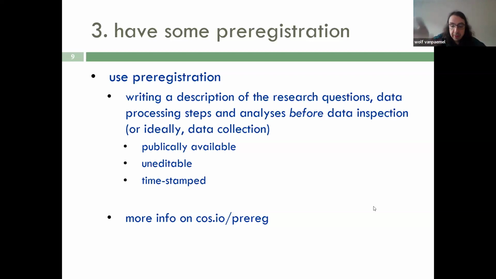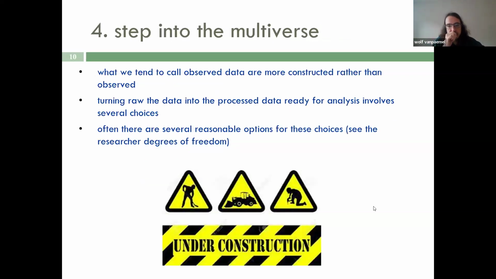Of course, there's another one, and that's the topic of this talk, and that's the multiverse. There are several ways in which you can introduce a multiverse, but one way of thinking about the multiverse analysis is as a tool for convincing readers that you didn't exploit your researcher degrees of freedom. So what is it? It really starts from the observation that what we call observed data is not really observed, it is constructed.